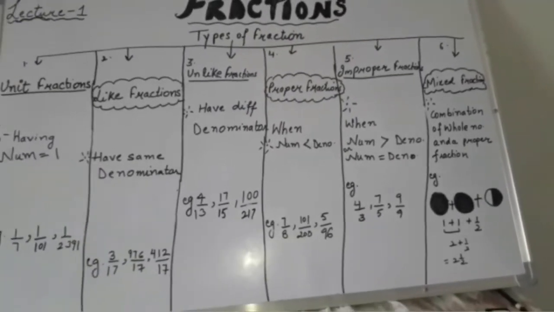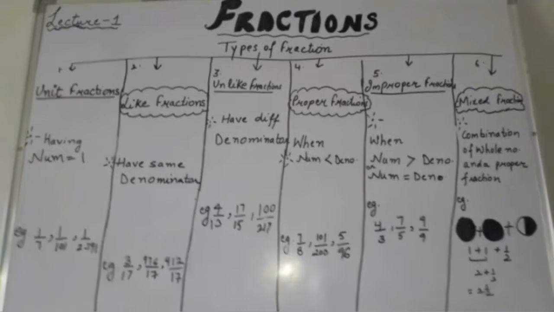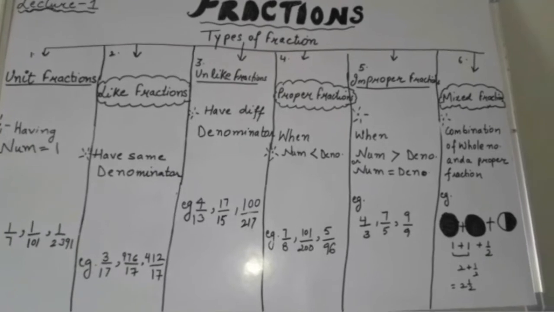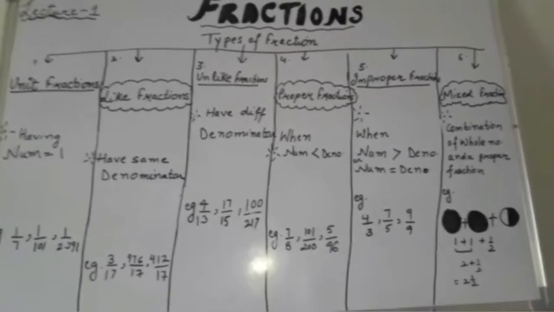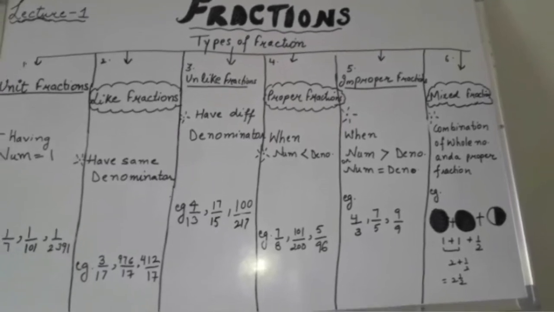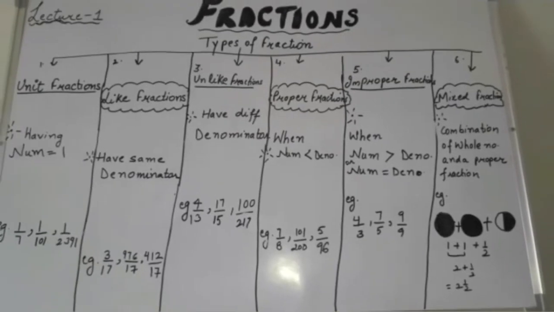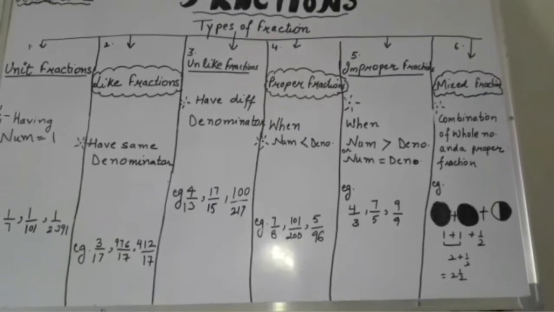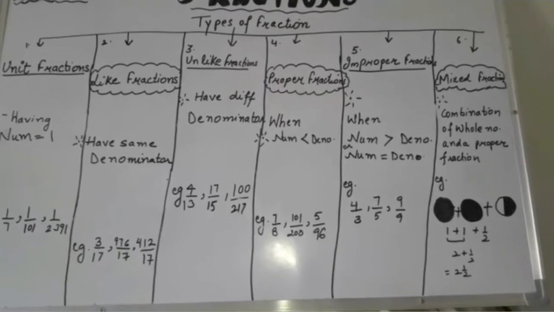Next is the proper fraction. When the numerator is smaller than the denominator, the fraction is said to be the proper fraction. For example, 7 upon 8, here 7 is less than 8, so it is the proper fraction. Again, 101 upon 200, 101 is less than 200, so it is a proper fraction. And in the improper fraction, it is the vice versa of the proper fraction, that is, the numerator becomes greater than the denominator, or the numerator becomes equal to the denominator.